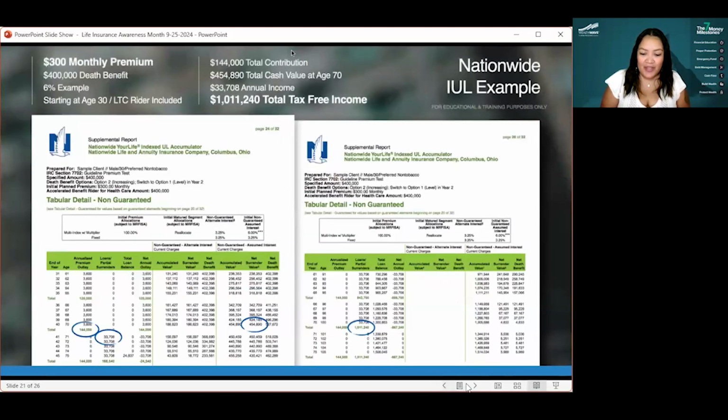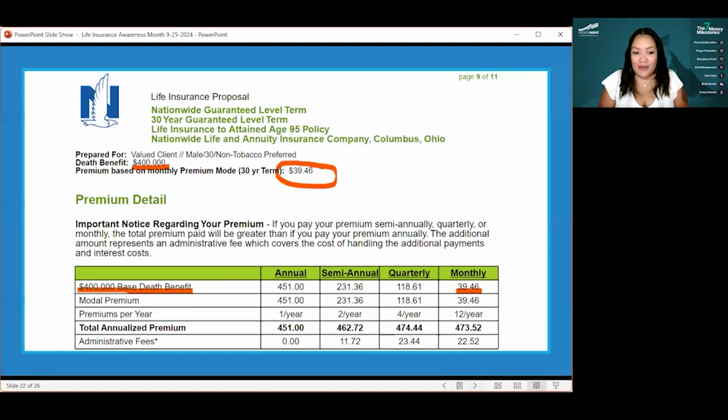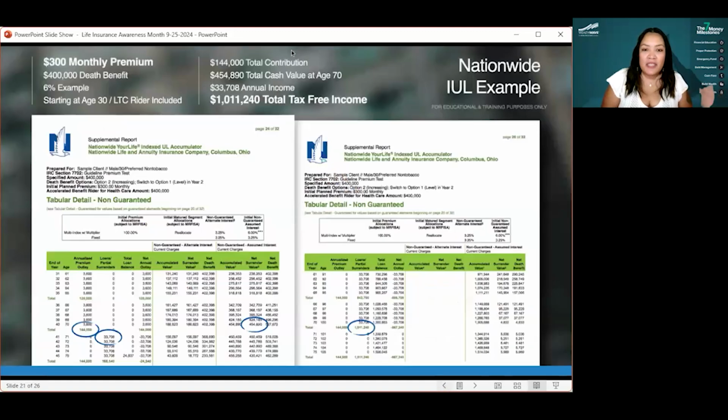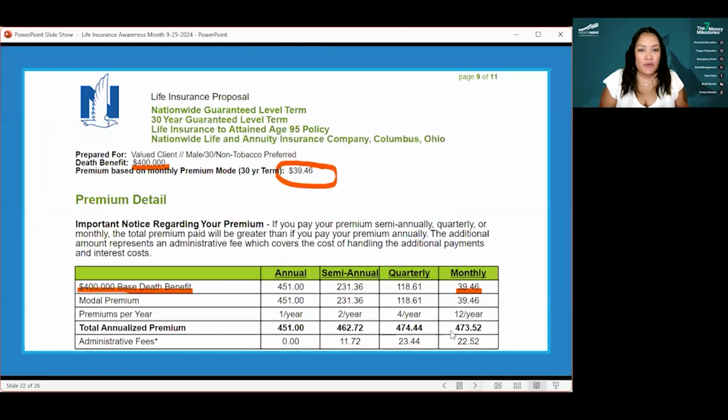$300 here versus $40 here. So I could tell that same young man, you know what? Let's make this IUL a goal. You can't afford $300 a month. That's totally fine. But can you afford $40 a month for a $400,000 policy? We're comparing the same death benefit. It's just a different type of policy. That's an example of the difference between term and permanent.